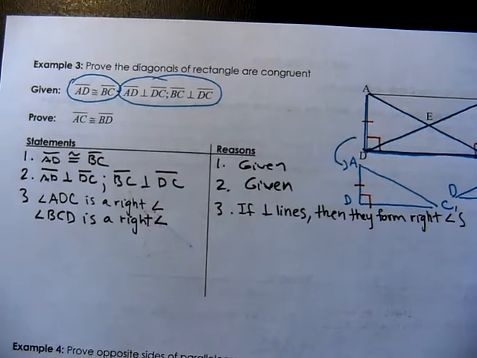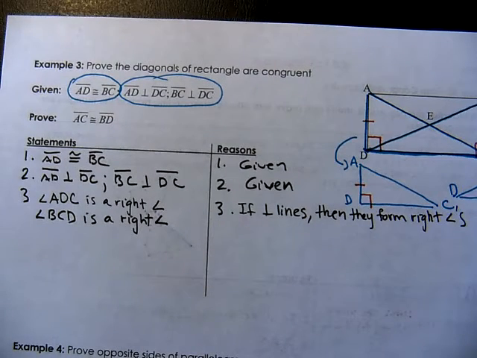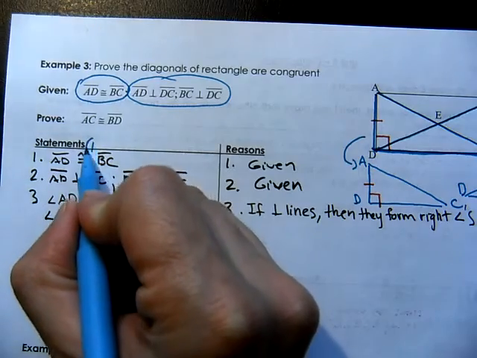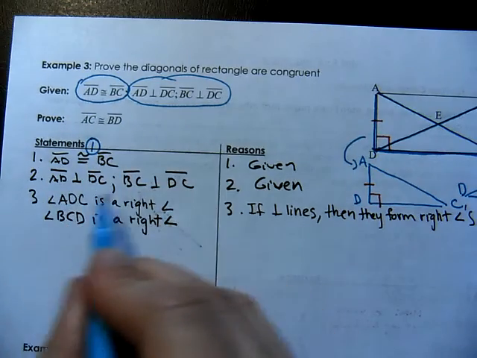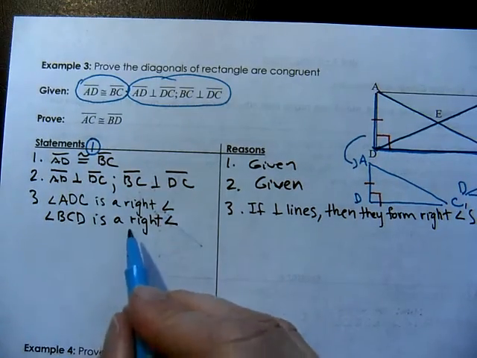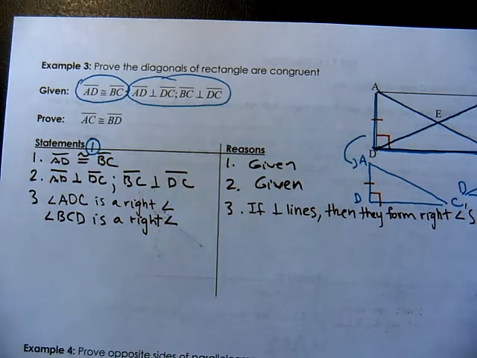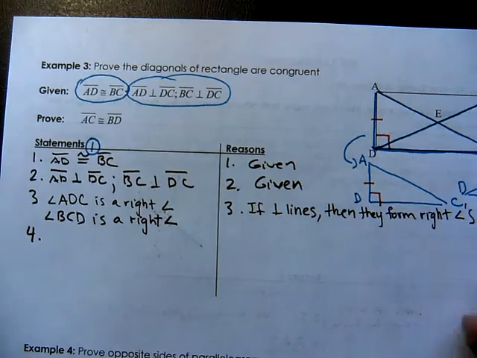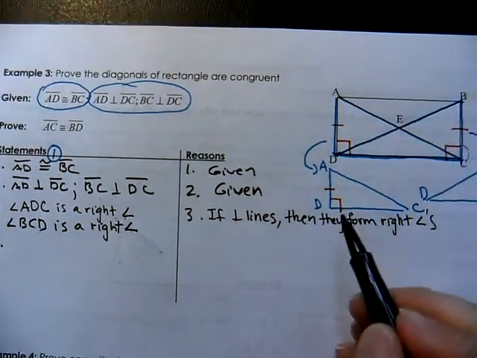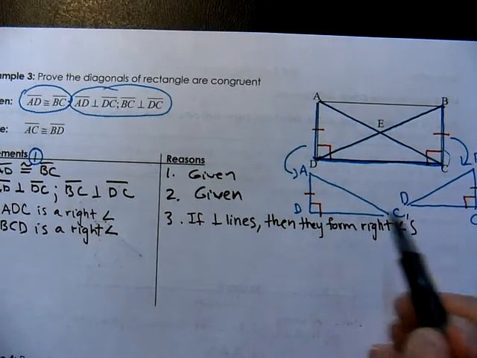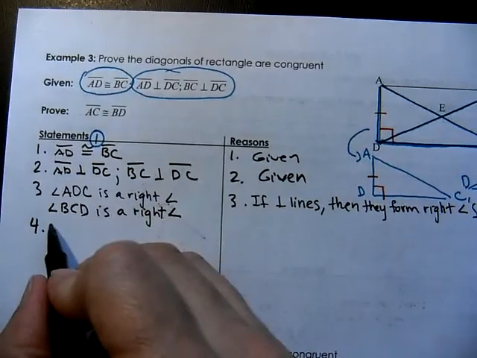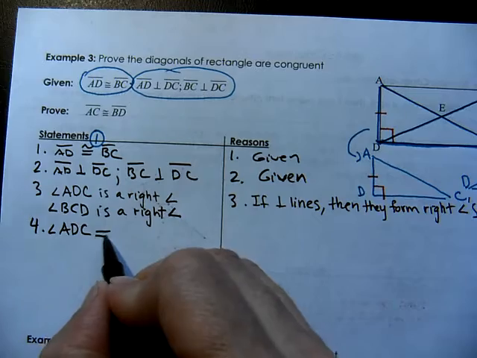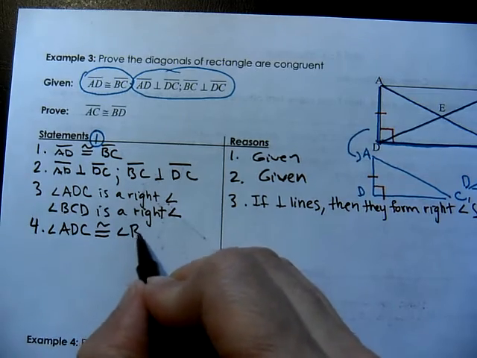So recall that if we want to show triangles are congruent, we have to have 3 pairs of congruent parts, and we only have 1 so far. We don't have any other congruent symbol yet. So we need to look for something that is congruent. Alright, what about these right angles? If these two angles are right angles, are they congruent? Absolutely. So now we say angle ADC is congruent with angle BCD.